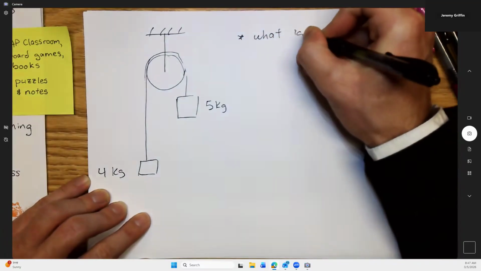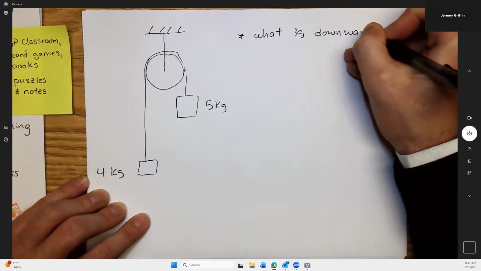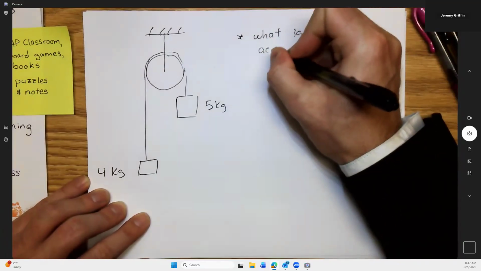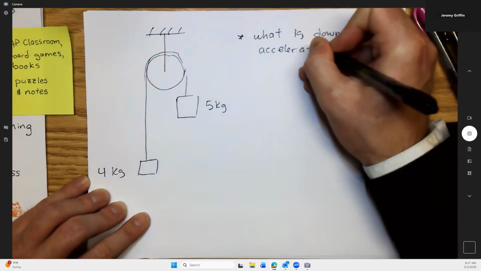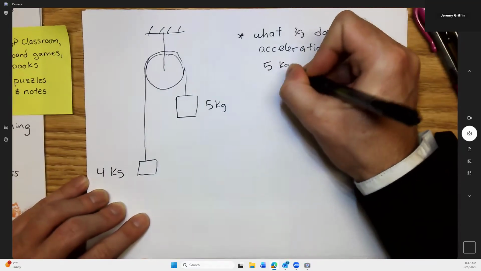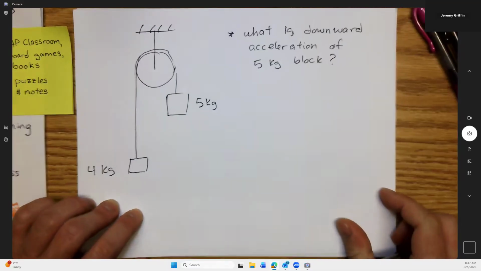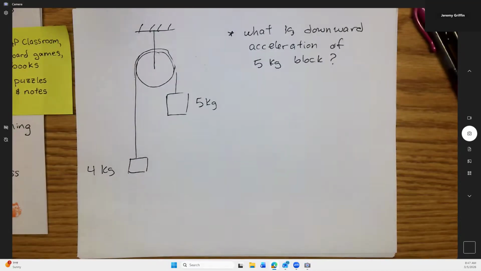Okay, so what is the downward acceleration of the 5 kilogram block? What's the downward acceleration of the 5 kilogram block?